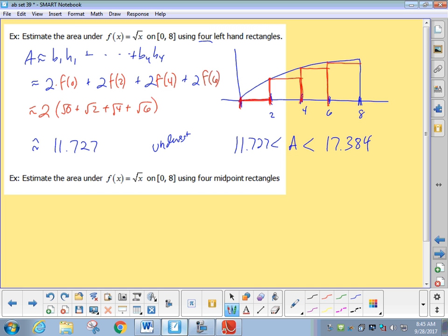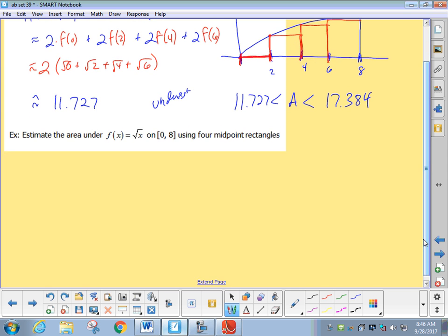Now I could tighten that window by, instead of using 4 rectangles, using 8 rectangles, or 10 rectangles, or 50 rectangles. Or I could even take the number of rectangles to infinity by using a limit, which we will do, but later. For now, that's infinite rectangles. That's for another day. Let's talk midpoint.